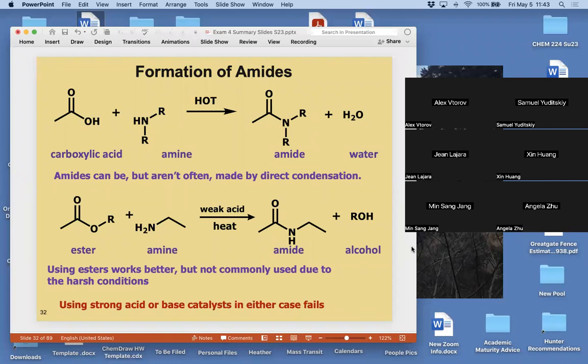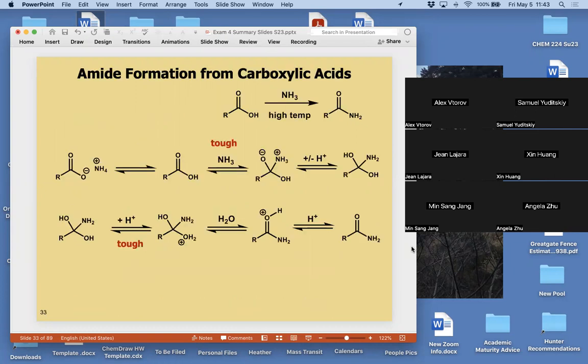Amides, just how to make them from various precursors. So here for the acid and the ester. I've removed all of the discussion of, hey, what's wrong with this step? What's the better way? This is just a generic way to show it.